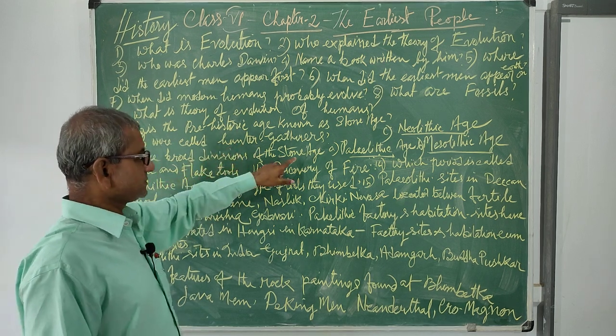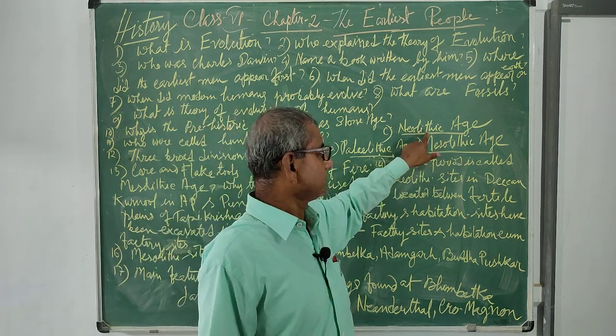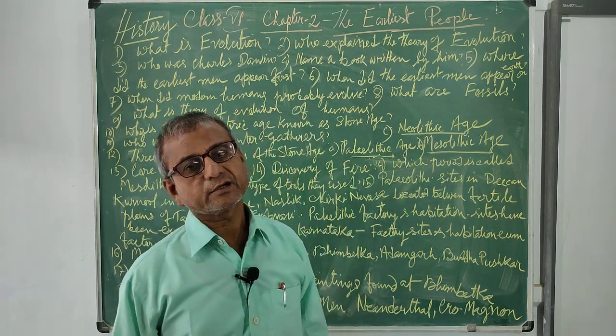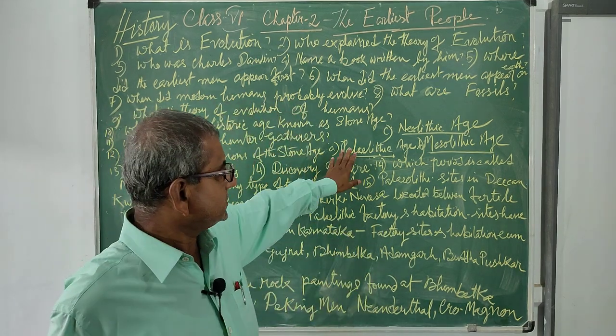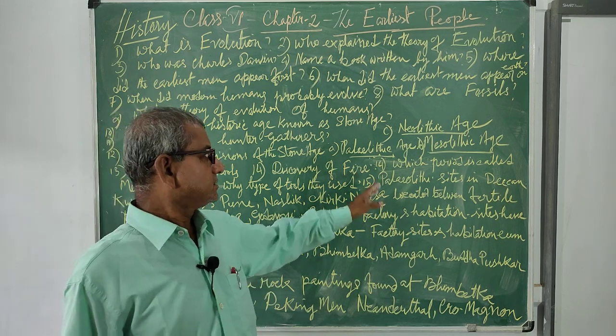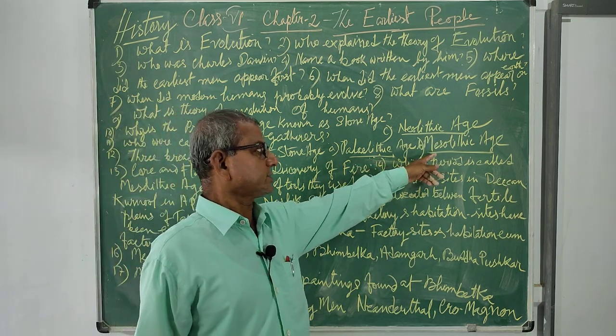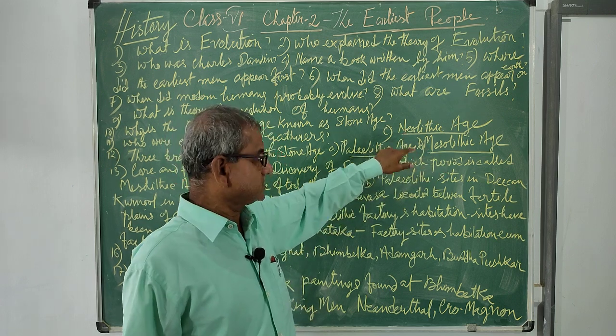Three broad divisions of the Stone Age: Paleolithic age, Mesolithic age, and Neolithic age. In your book, perhaps it is given Chalcolithic age, but I would like to discuss the three ages. Paleolithic age is the Old Stone Age, Mesolithic age is the Middle Stone Age, and Neolithic age is the New Stone Age.